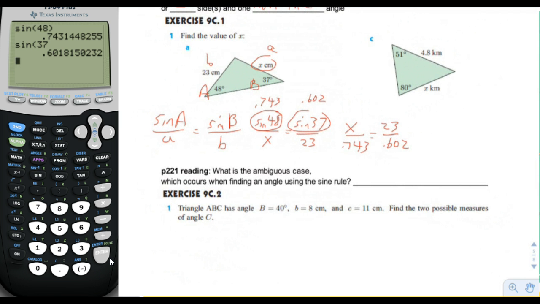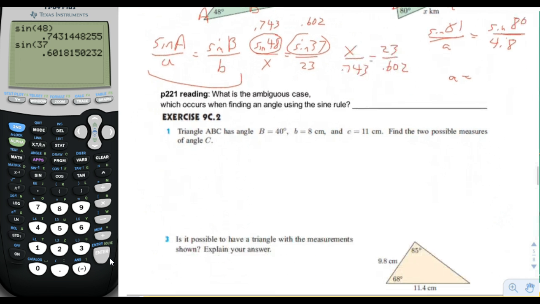Okay, now we're going to do this one. Let's say that this is A and this is small a, and this is big B and this is small b. Now we're going to substitute into the same formula here. We'll have sine of 51 divided by a is equal to the sine of 80 divided by 4.8 kilometers. And so now we would just use the calculator to find sine of 51 and sine of 80, and then we would solve for a, and then we would have the answer. Okay, just do algebra just like last time.